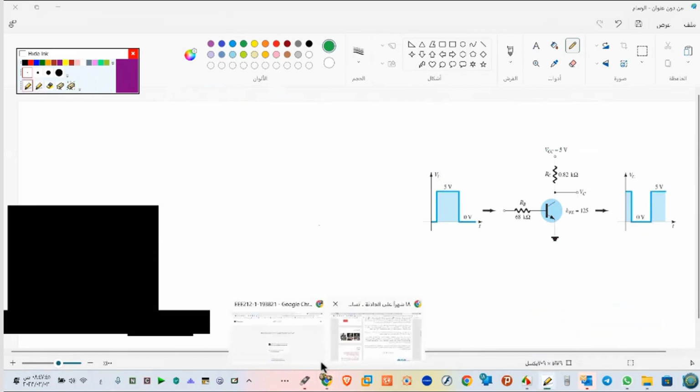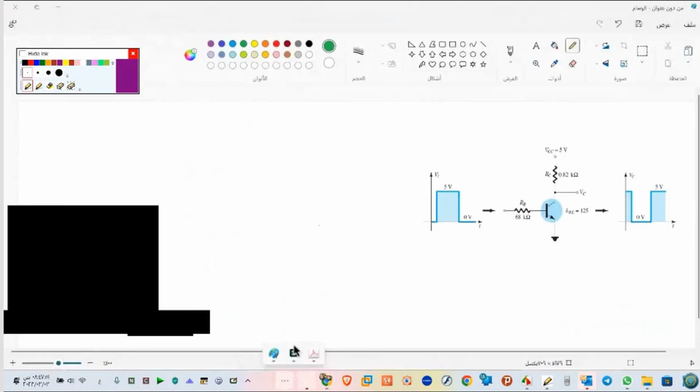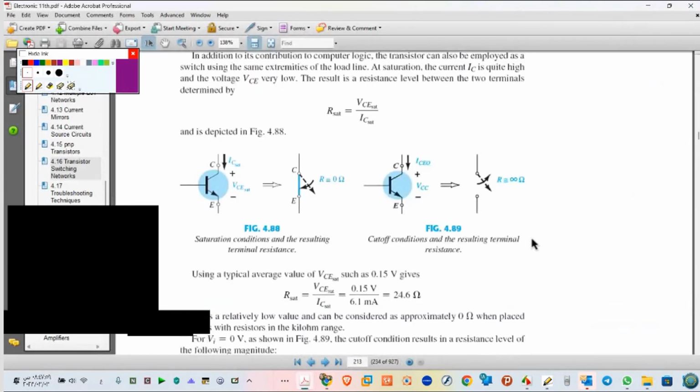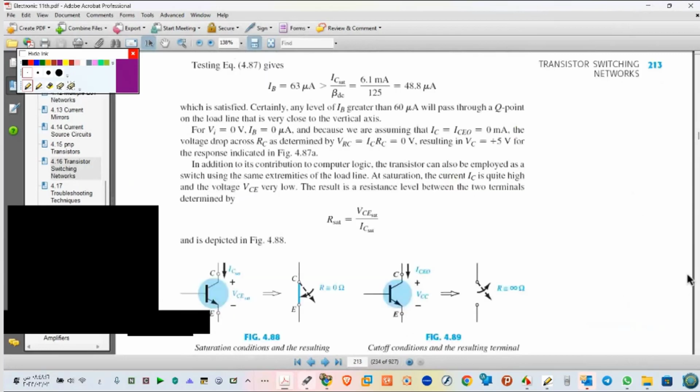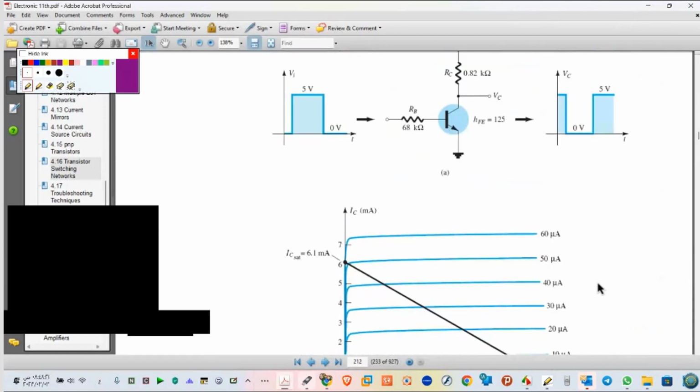If I return back to your book, this, excuse me. In your book, these are the cases. Short, that means IC equals 0, short circuit. And this is cut off, that means open circuit and the transistor doesn't work. Now, mathematical things. How do we start to solve this one mathematically?